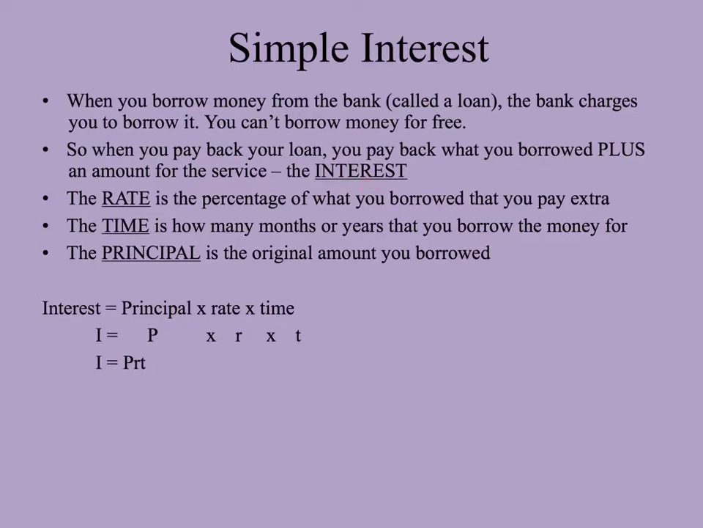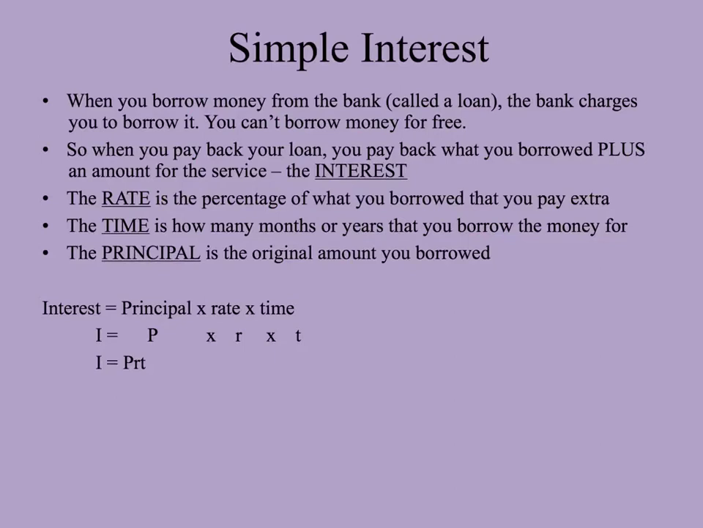So some language to get used to here. The rate is the percentage of what you borrowed that you pay extra. So banks have interest rates, and that's the extra that you pay the bank just for the privilege of borrowing. The time is how many months or years you borrow the money for. The principal is the amount you borrowed, the original amount that you needed. So if you needed $10,000 to buy a car, that's your principal. The original amount is $10,000.